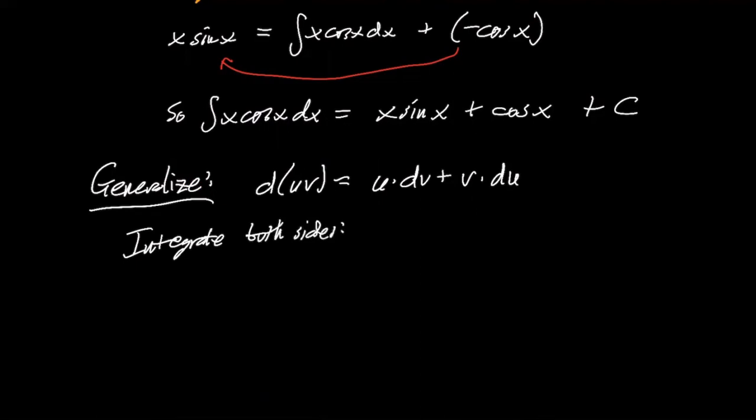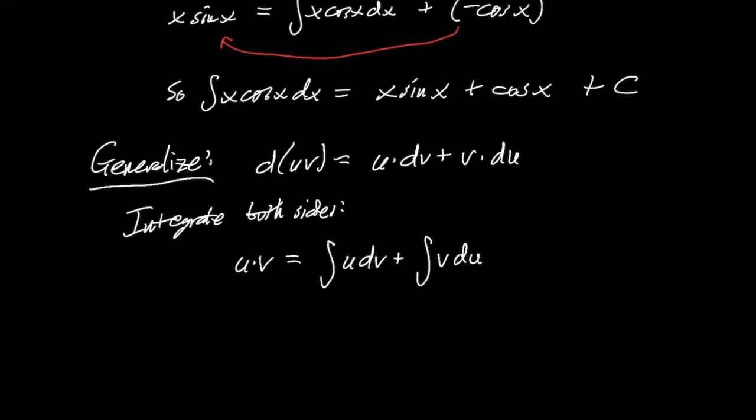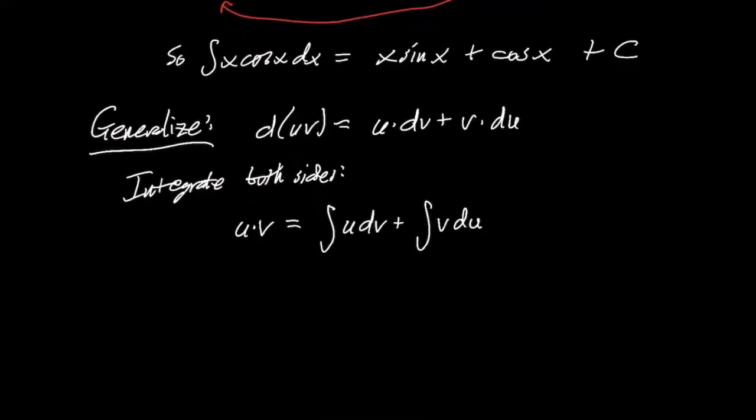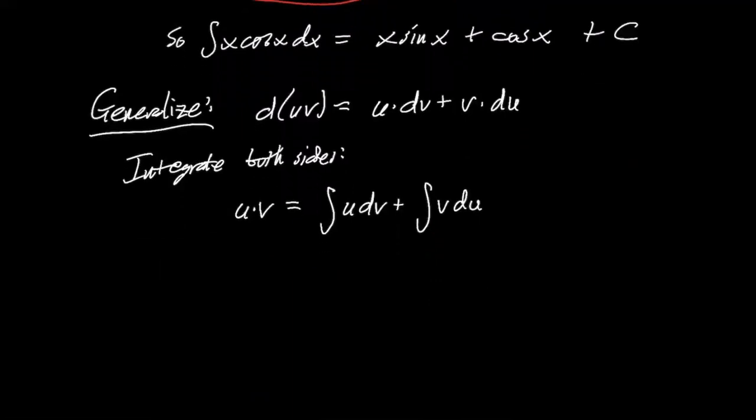And when we integrate the d, it goes away, so we just get u times v. And then we integrate each of these terms separately because of the plus sign. So that's the integral of u dv plus the integral of v du. That's almost the general formula. Then we subtract this over to the other side, and so we get the integral of u dv is u times v minus the integral of v times du. And that's the general integration by parts formula.